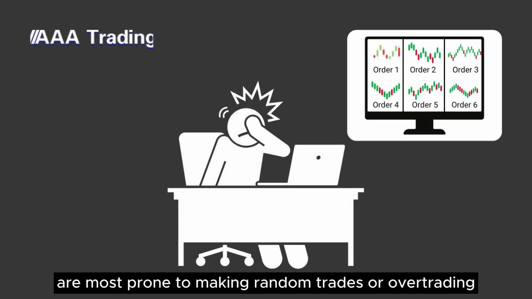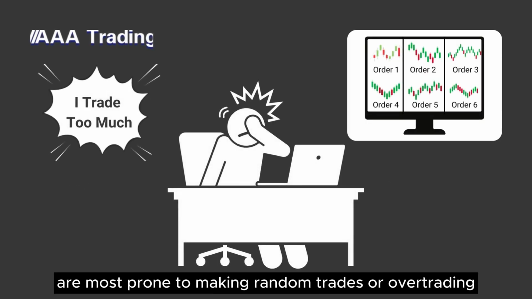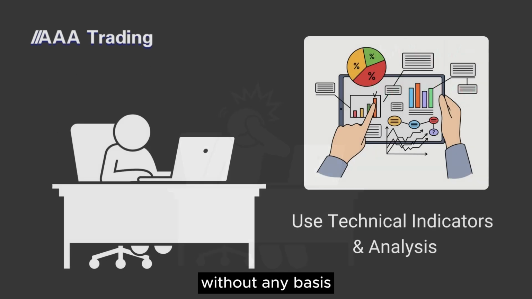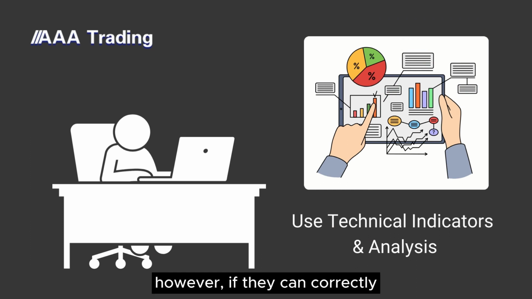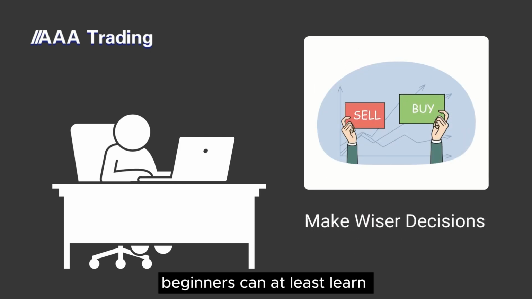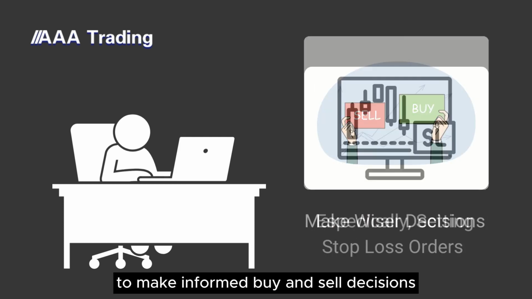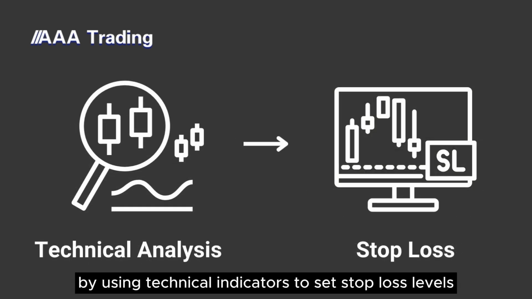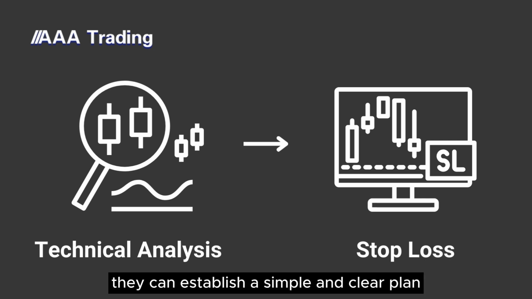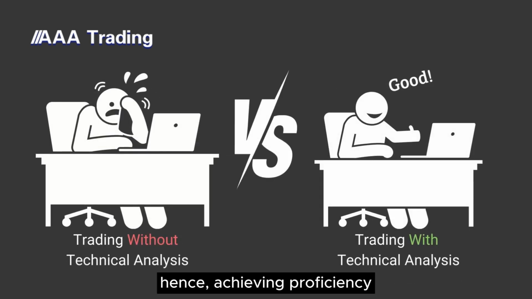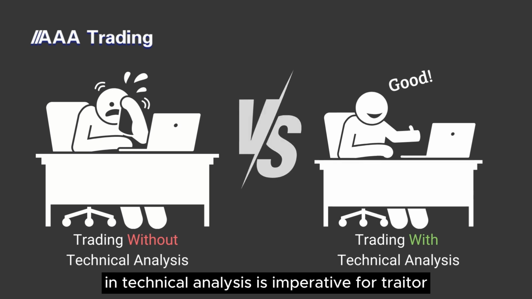Novice traders are most prone to making random trades or overtrading as they enter the market based solely on gut feelings without any basis. However, if they can correctly utilize technical indicators or technical analysis, beginners can at least learn to make informed buy and sell decisions, especially when it comes to setting stop-loss orders. By using technical indicators to set stop-loss levels, they can establish a simple and clear plan and develop disciplined trading habits. Hence, achieving proficiency in technical analysis is imperative for traders.